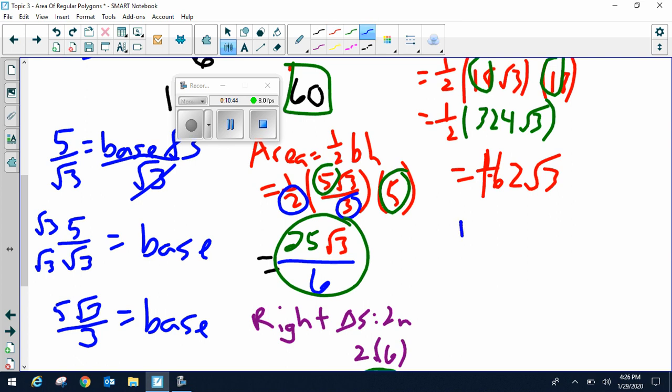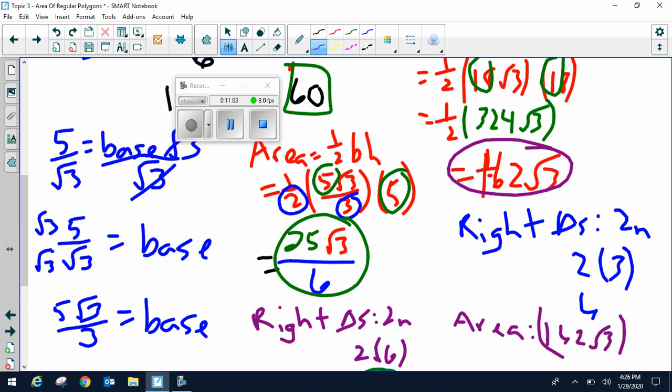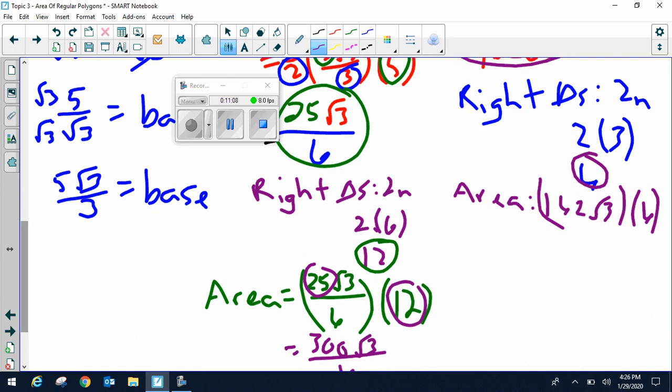So again, you need the number of right triangles that you're going to have in that figure. So that's 2n. There's 3 sides in this. Means I'm going to have 6 right triangles. So to find the area of the whole thing, you take the area of the triangle, which is 162 square root 3, and times it by the number of right triangles you have, which is 6. And to find your final area, multiply the outside to the outside. Your final area would be 972 square root 3.